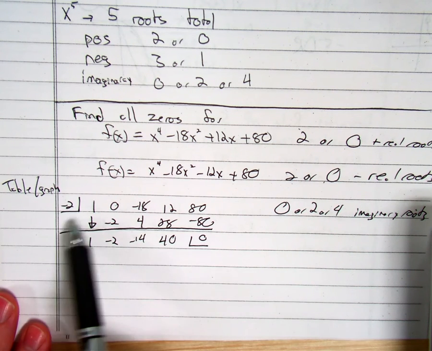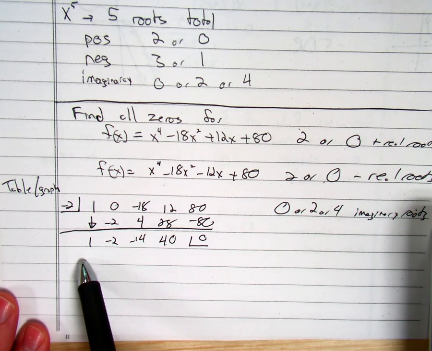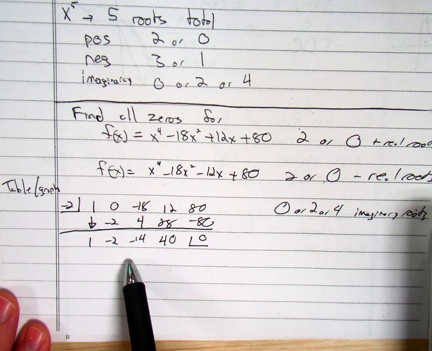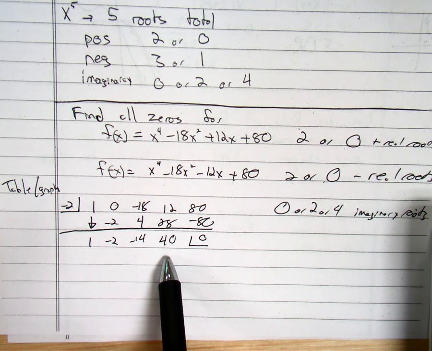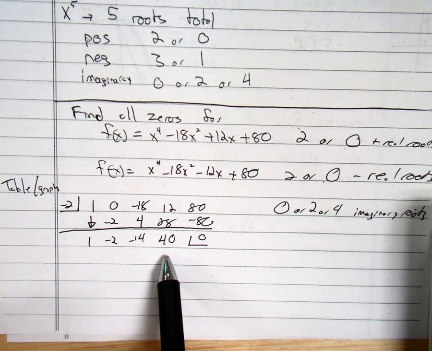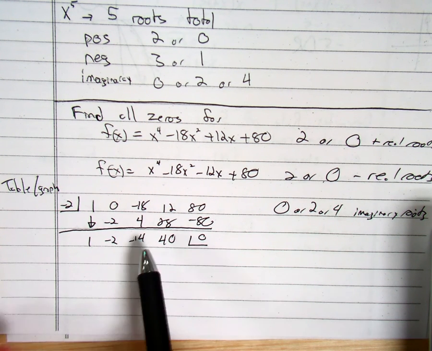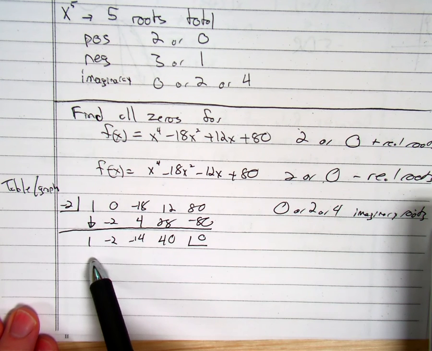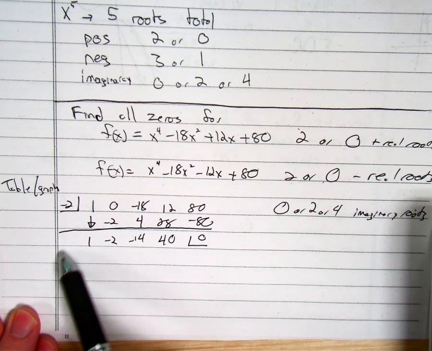Okay, so that's a root. This would now be 1x to the third minus 2x squared minus 14x plus 40. There was another one, right? There was a -4. Okay, so I'm not going to go back up to the top. I'm going to keep going down. I'm going to use these numbers now.